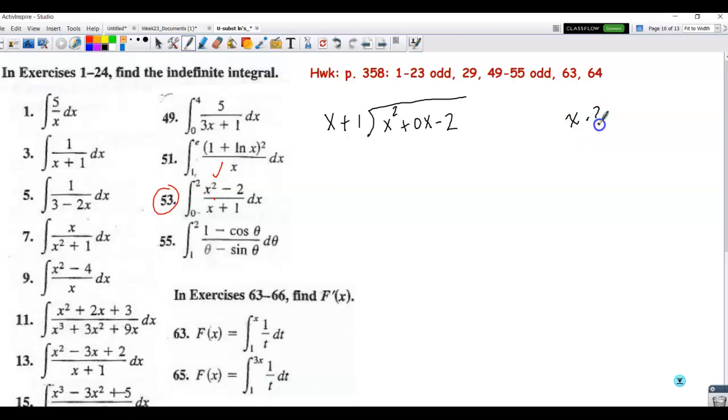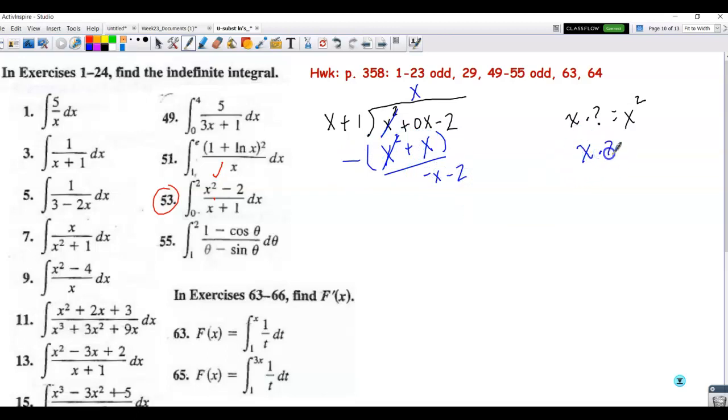x multiplied by what will give me x squared, and that is x. So I'm going to put that over the x. I'm going to multiply. x times 1 is x. x times x is x squared. Subtract, and the x squares subtract out. 0, be careful, minus x is negative x. Bring down the minus 2.